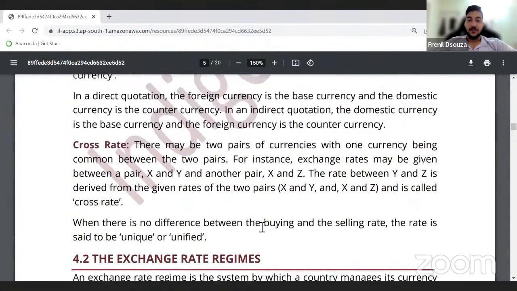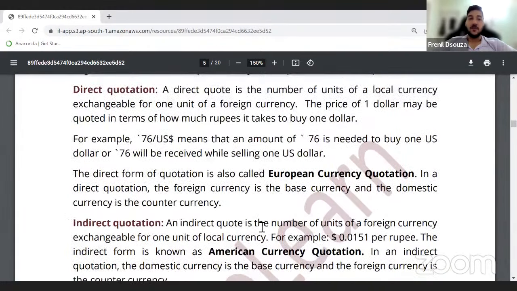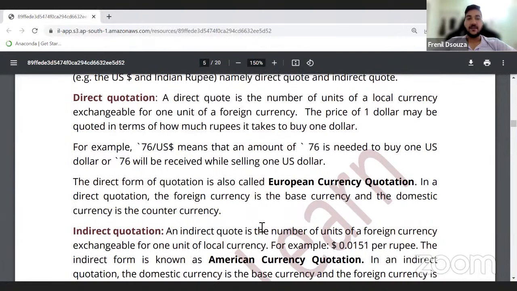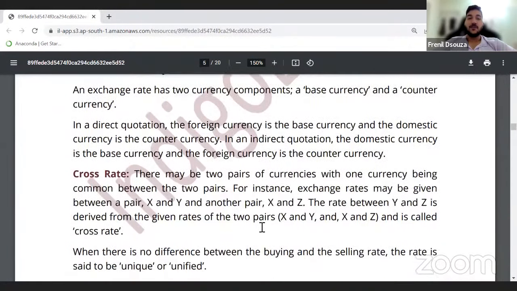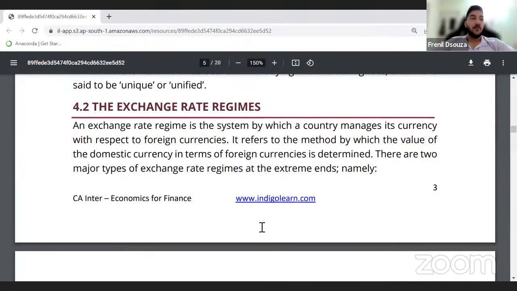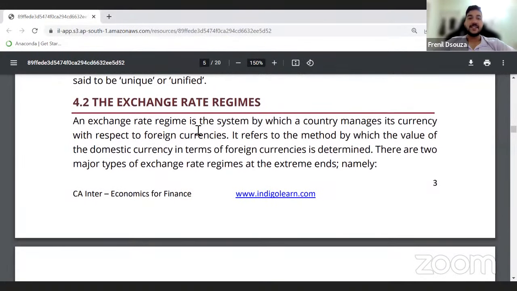In that case. So these are the 2-mark questions which are possible. They might ask you which are the different kinds of quotes, and you might have to write direct and indirect quote. And they can also ask you for 2 marks, what is cross rate. Next, let us go into another important section, that is called the exchange rate regime. Now, what do you mean by exchange rate regime?